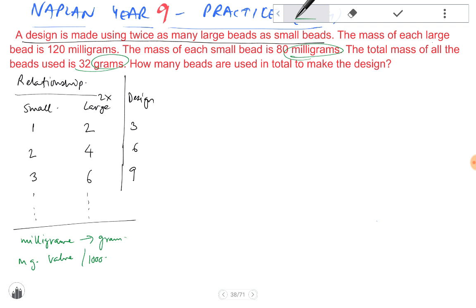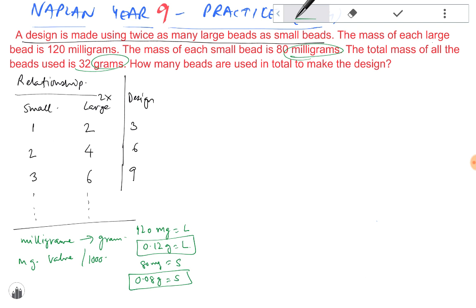In this case, we have been given two separate milligram values. We have 120 mg, which is the mass of the large beads. So this will become 0.12 grams for large. And we've also been given 80 milligrams for small beads. This will then become 0.08 grams for small beads. So now we have two weights available for the large and the small beads.